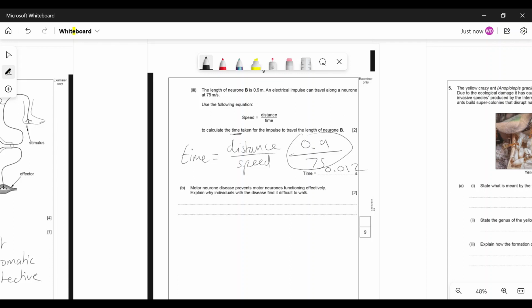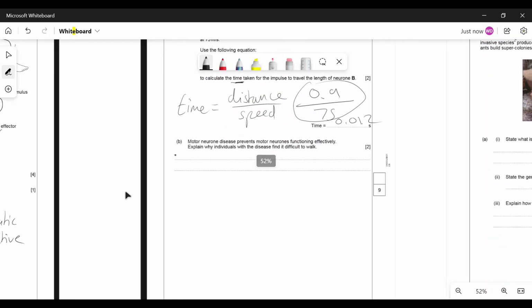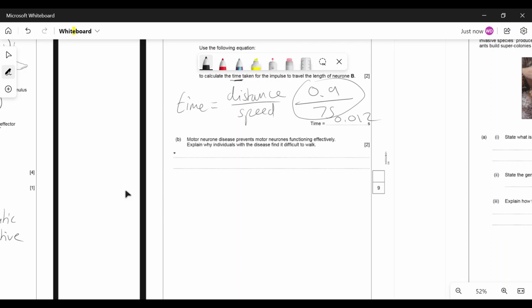Motor neuron disease prevents motor neurons functioning effectively. Explain why these individuals will find it difficult to walk. If the motor neuron doesn't function effectively, that means it cannot pass electrical impulses along as easily. So the impulses cannot stimulate or reach the muscles, or it's harder for the electrical impulses to get to the muscle, or the effector, which means muscles can't contract, which is the second point.